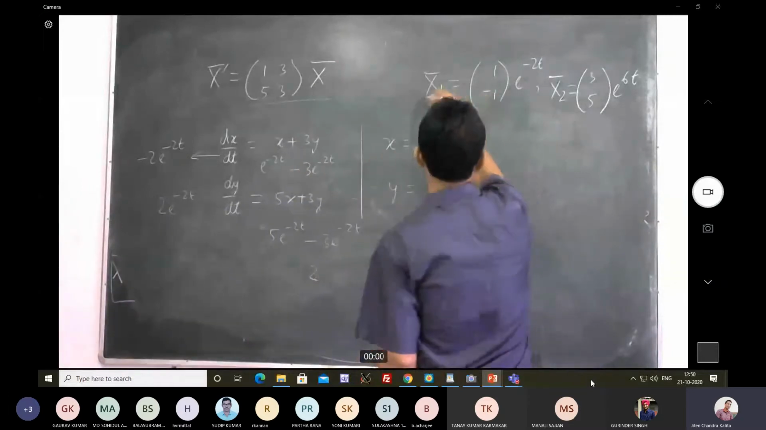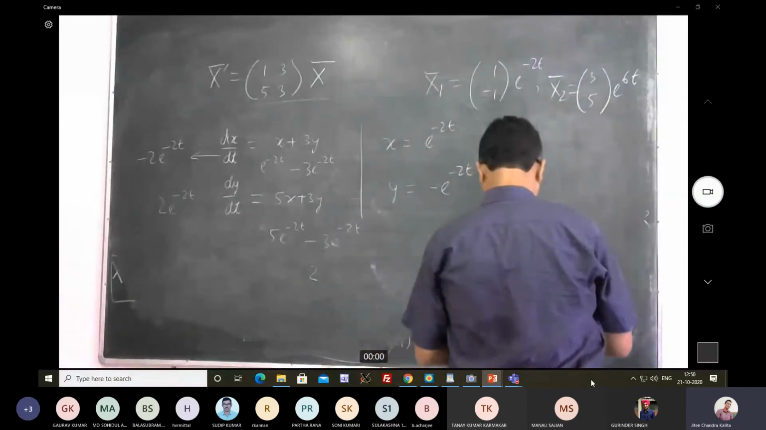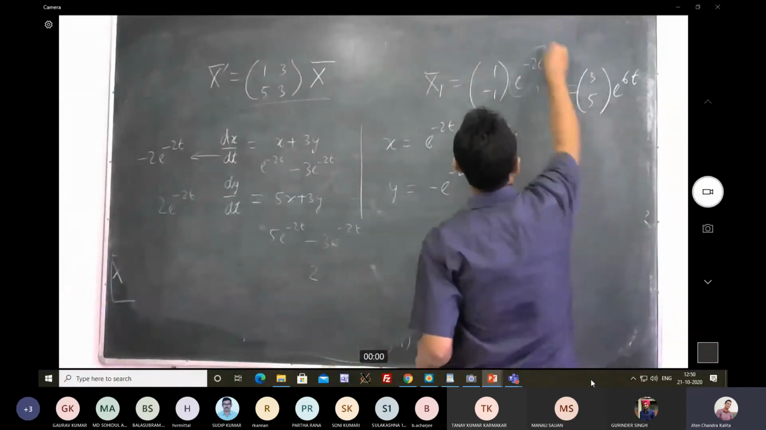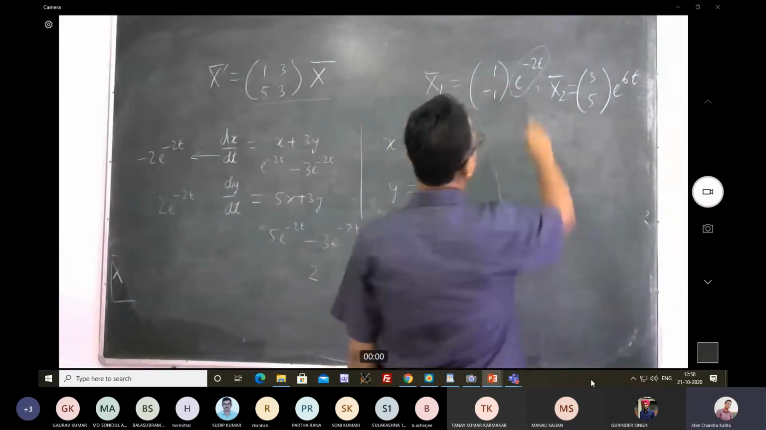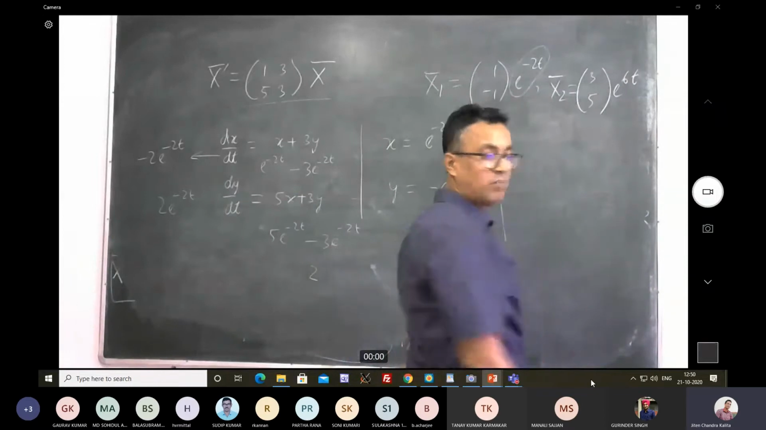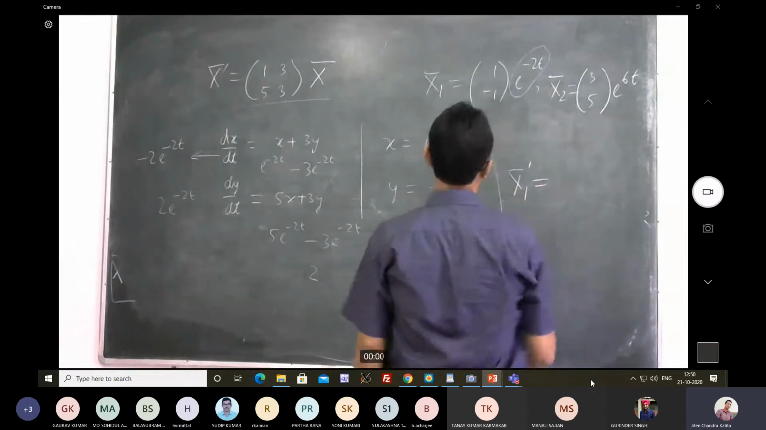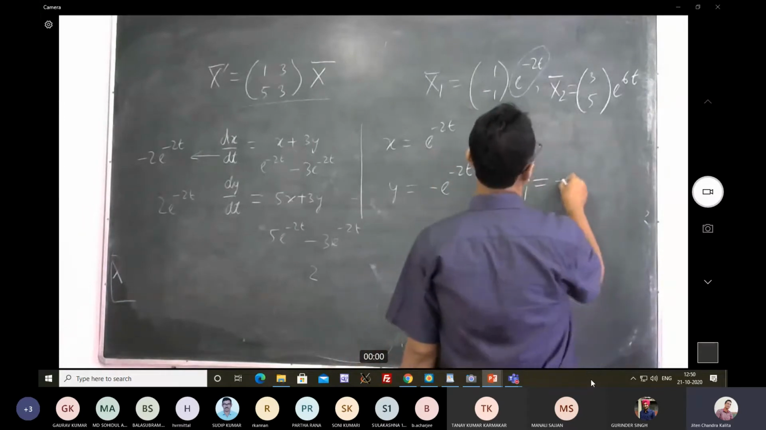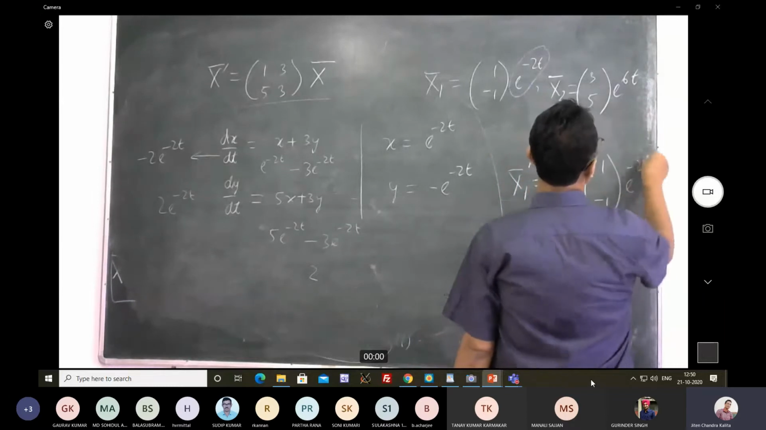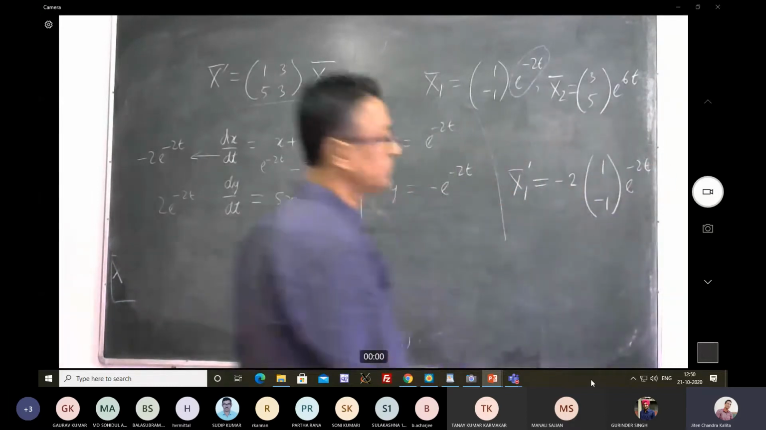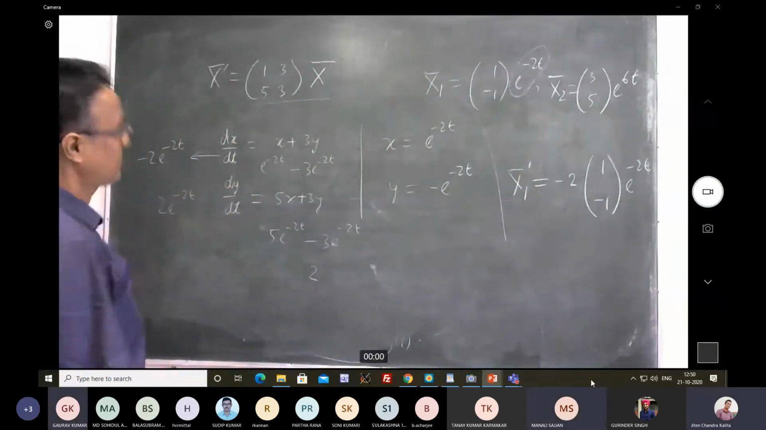Like here, see here x1 is given by this. I could have simply differentiated this, and that would have given me minus 2 e to the power minus 2t. So my x1 prime would have given me minus 2 times (1, minus 1) e to the power minus 2t. Is it okay?